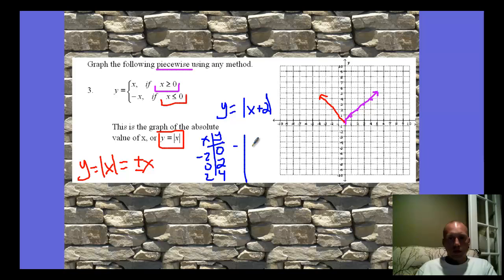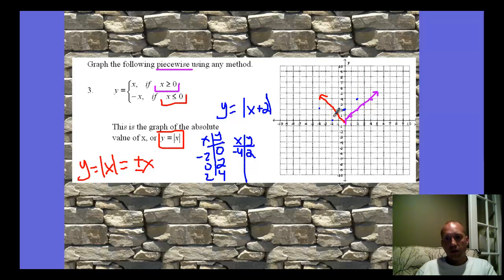Let's do some more points. Let's do some negative ones, more negative, negative 4. I put in negative 4 plus 2 is negative 2. The absolute value though of negative 2 is positive 2. So we plot these points, negative 2, 0, 0, 2, 2, 4, negative 4, 2. So we have this shape.